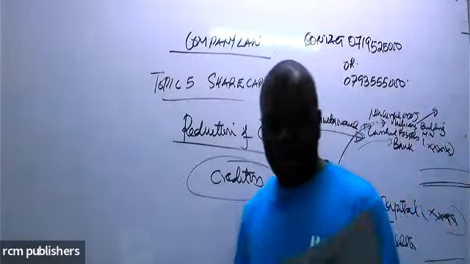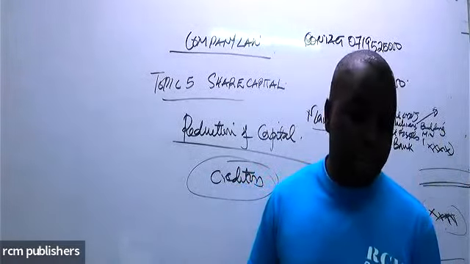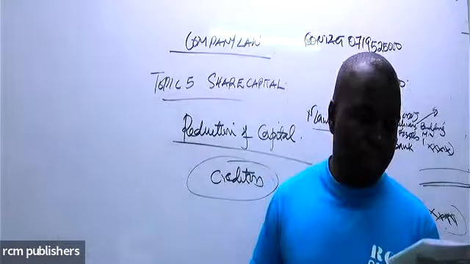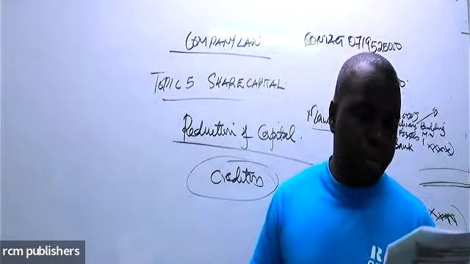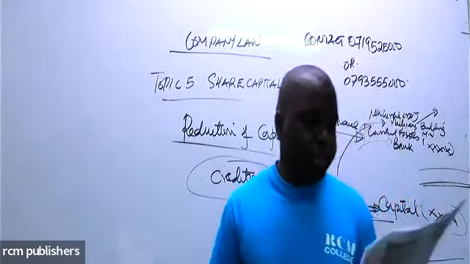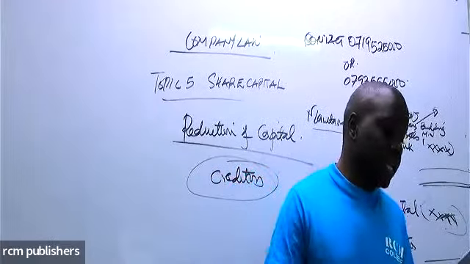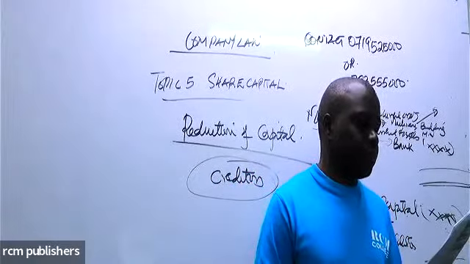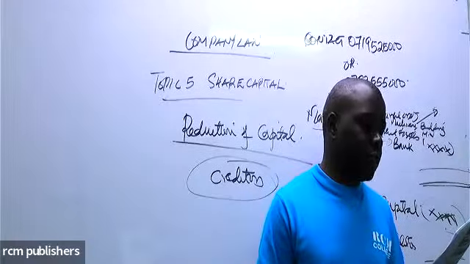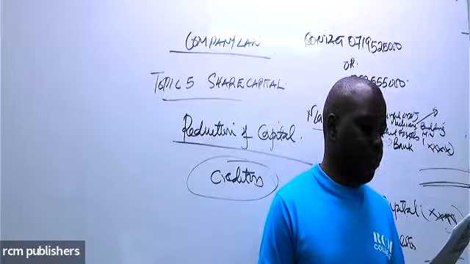So sometimes the examiner can ask, what is the role of the court? Is that question in the past paper? What is the role of the court in share capital reduction? So they list all the creditors. They give out an order for share capital reduction.